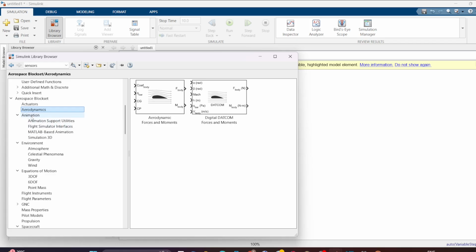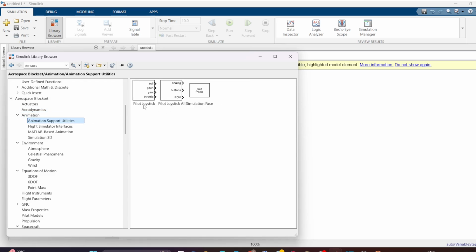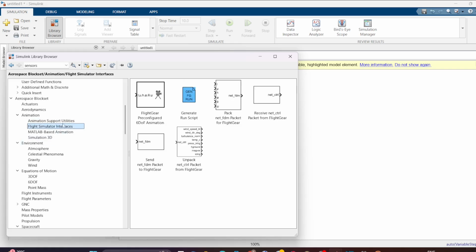Then we have animation. In animation, the first block is animation support utilities. Here you can see the pilot joystick and the simulation pace blocks. There are three blocks. Then we have flight simulator interfaces. Here you can see there are several blocks like FlightGear preconfigured 6DOF animation, generate run script, and others. You can see them one by one.